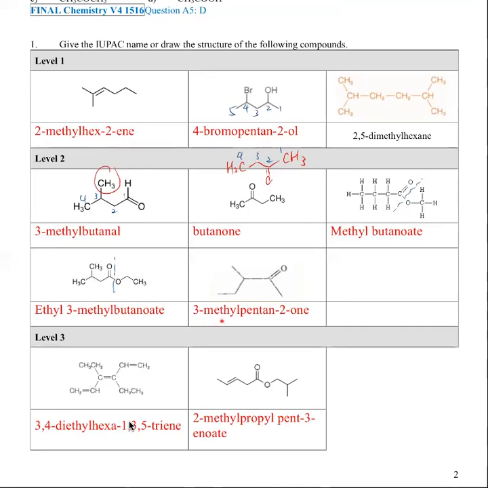Right, next one, 3-methyl pent-2-one. Okay, so for this one, again, we find the functional group, the carbonyl group. We want to give it the smallest number, so we need to name it from the right-hand side, 1, 2, 3, 4, 5. So that's the longest chain. And then you've got this branch, which is a methyl group at position 3.